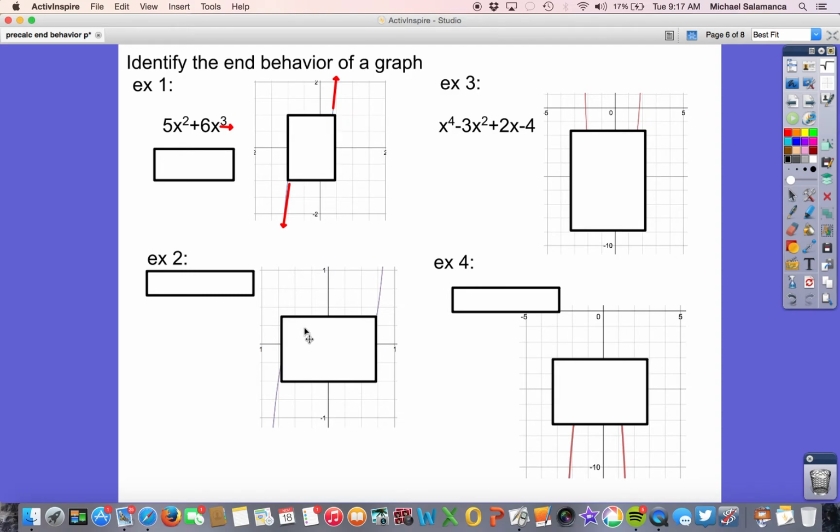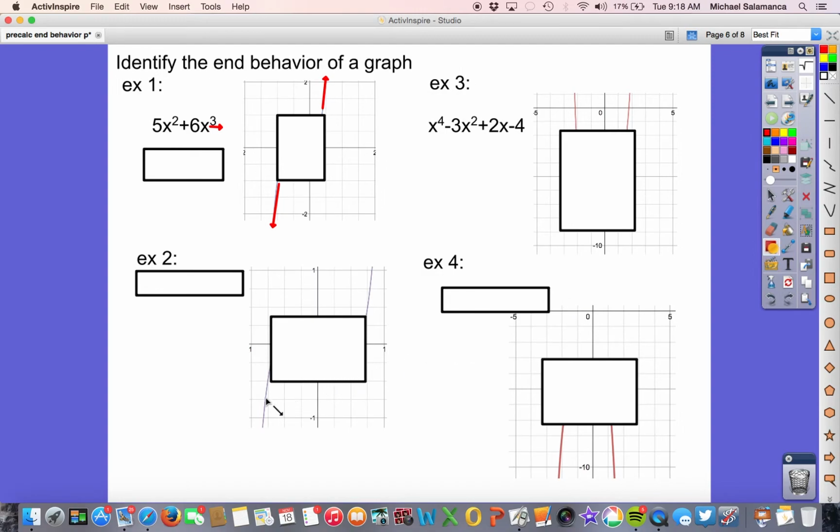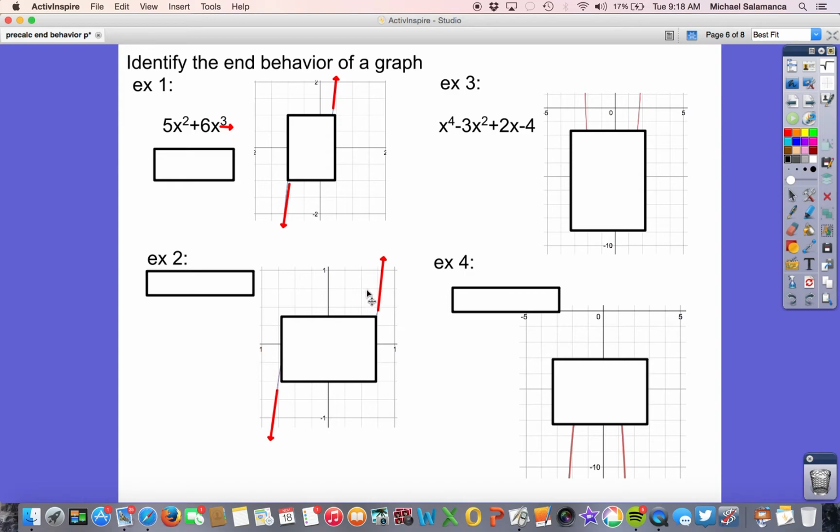Now if we look at example 2, while I'm drawing these arrows, take a guess, is it going to be an odd function or an even function? And is it a positive or negative one? You'll notice here, opposite direction, that must mean it's an odd function.